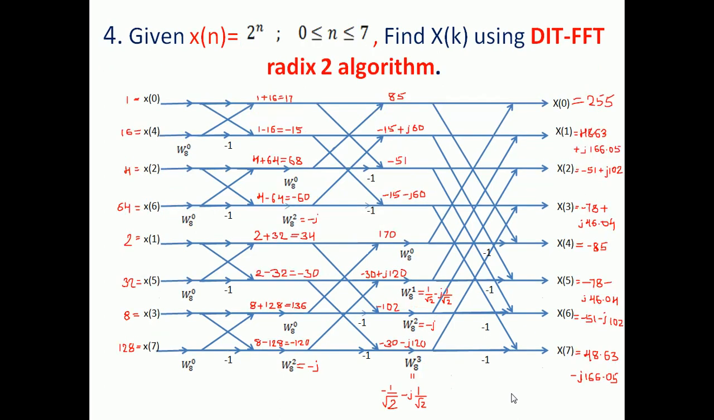So same, x of n is taken as 2 raised to n, where n ranges from 0 to 7. You will have to find the 8-point DFT of this x of n sequence, that is 2 raised to n. First you have to consider n as 0. So 2 raised to 0 is 1, so x of 0 is 1.